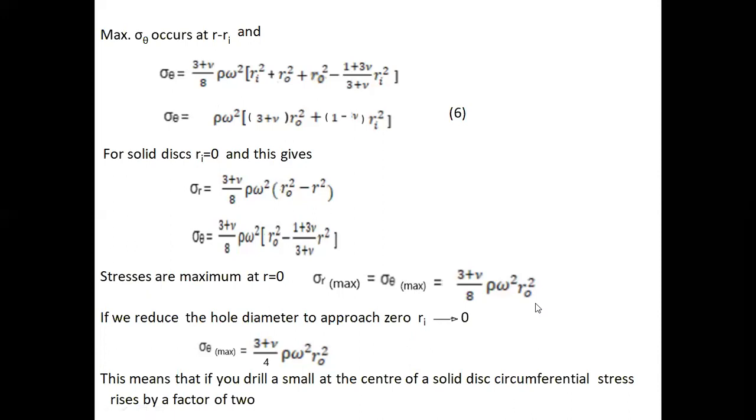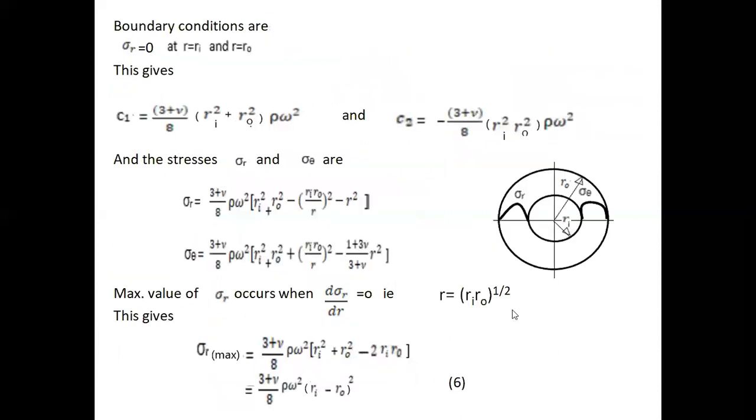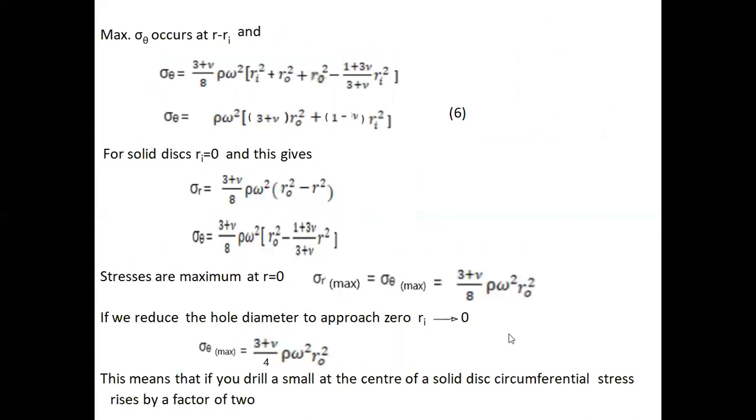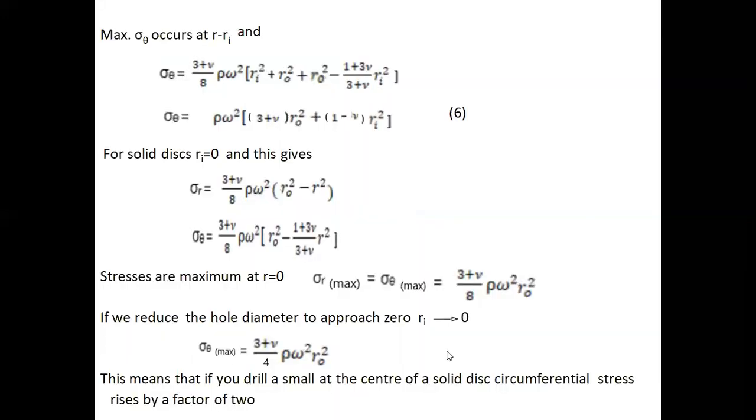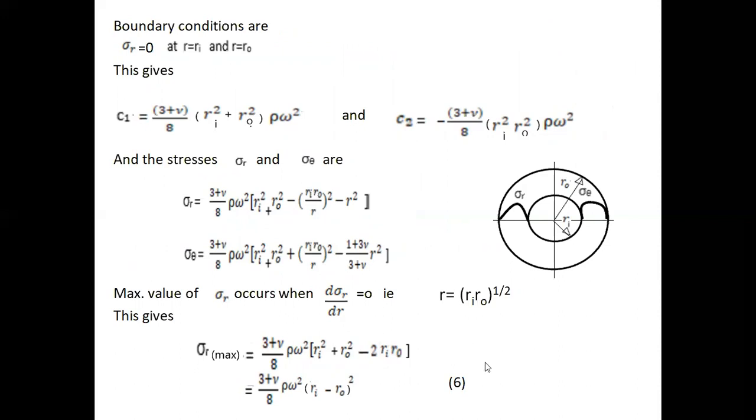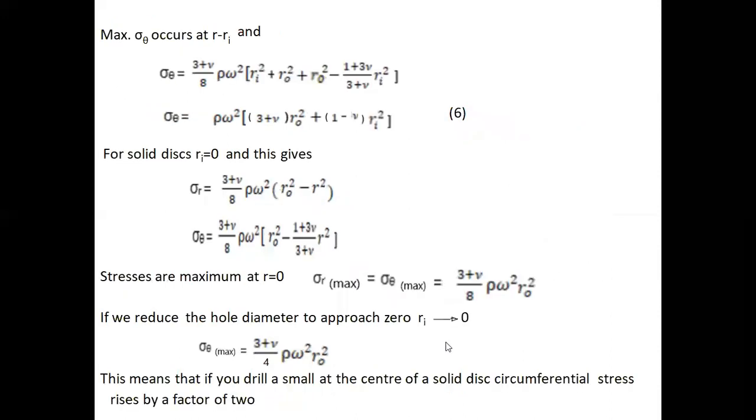Now, this is the maximum value at the center. Let's approach it a different way. Let's put Ri approaching 0 in equation 6. When Ri approaches 0, what happens? Instead of going to the next equation, if you put Ri approaching 0 here, you get (3 plus mu) by 4 rho omega square r square.